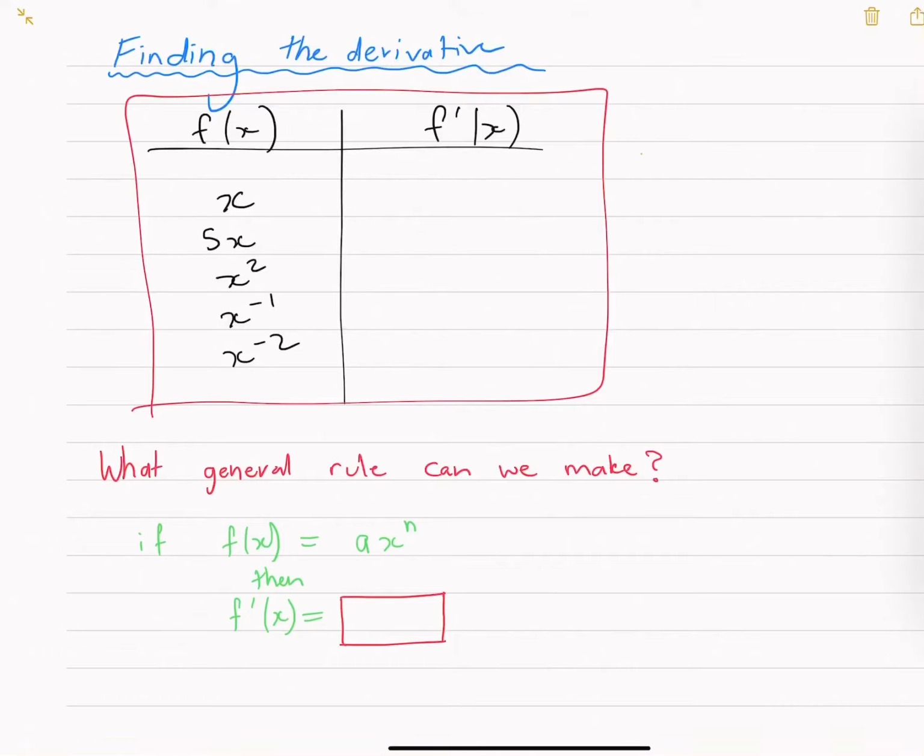Don't be lazy. Okay, so for the first one, you should have got the derivative as 1. Second one, you should have got the derivative as 5. Third one, you should have got 2x. Fourth one, you should have got something like minus 1 on x squared. And that could look a few different ways, depending on how you simplify that. And the last one is going to be minus 2 on x cubed. Okay, so just check that that's what you got.